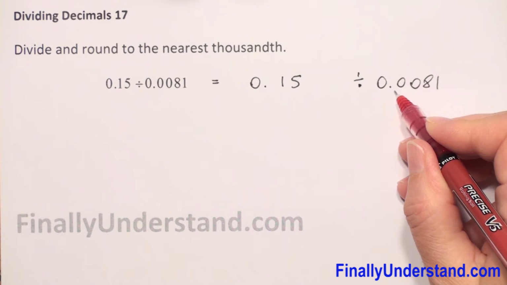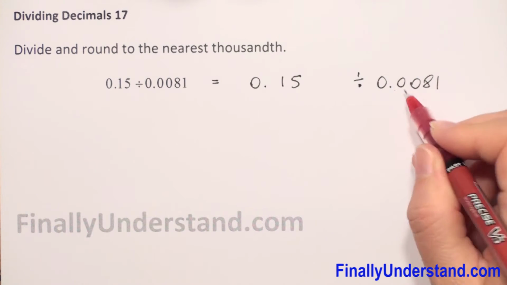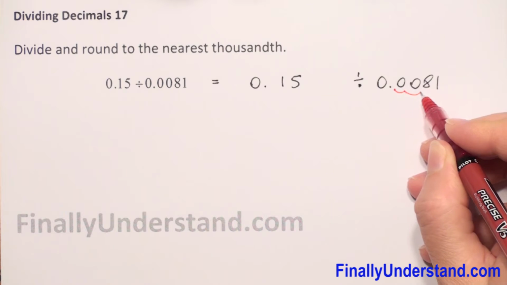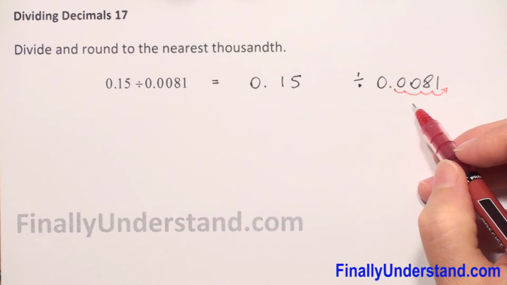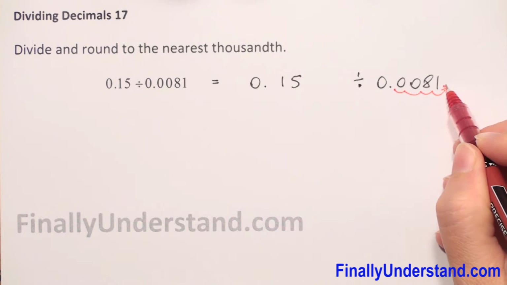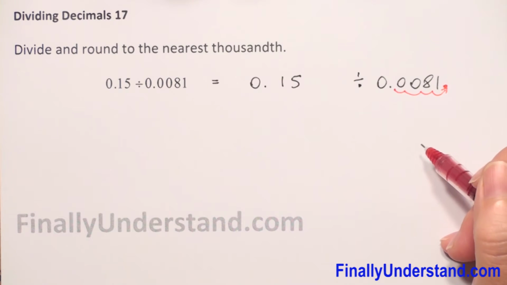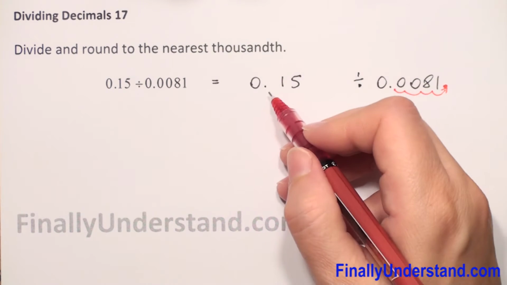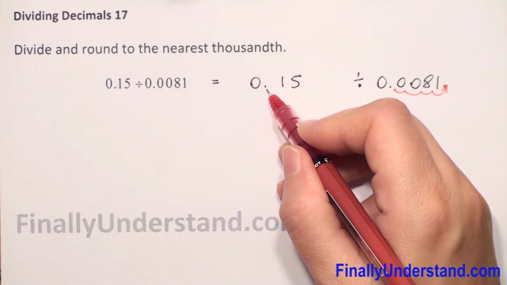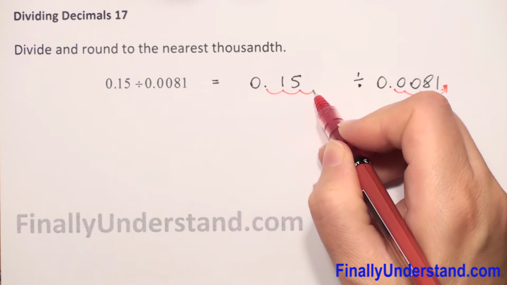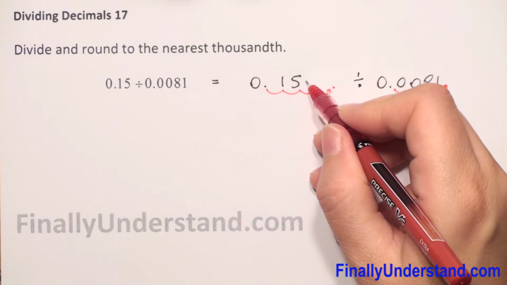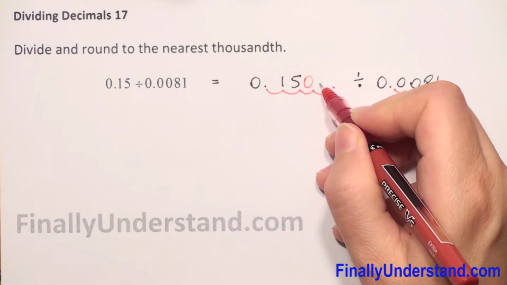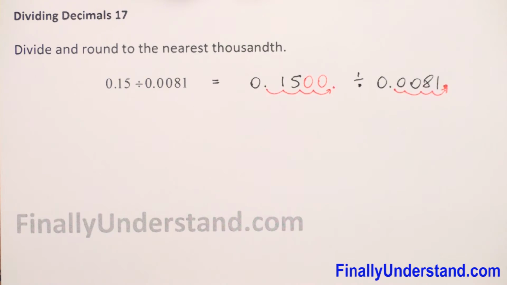So how many times do I have to move the decimal point to have a whole number here? It will be 1, 2, 3, 4 times. 4 digits to the right I have to move the decimal point. The same I have to do with our dividend. 1, 2, 3, 4. And what else? I have to write zeros in our empty spaces.